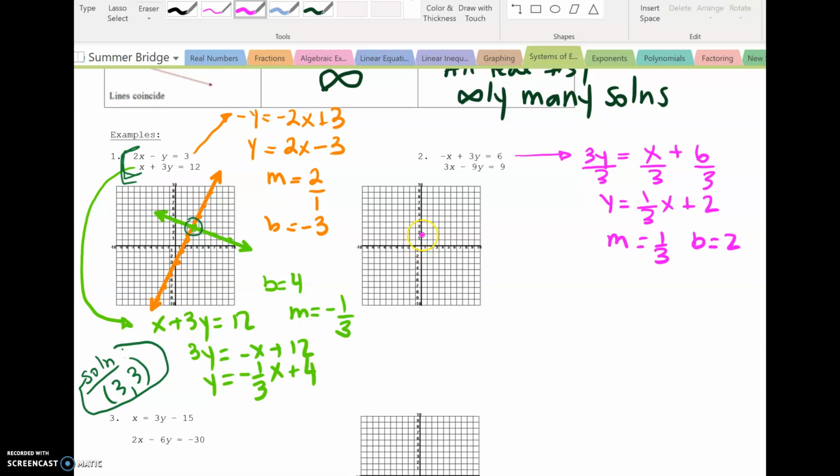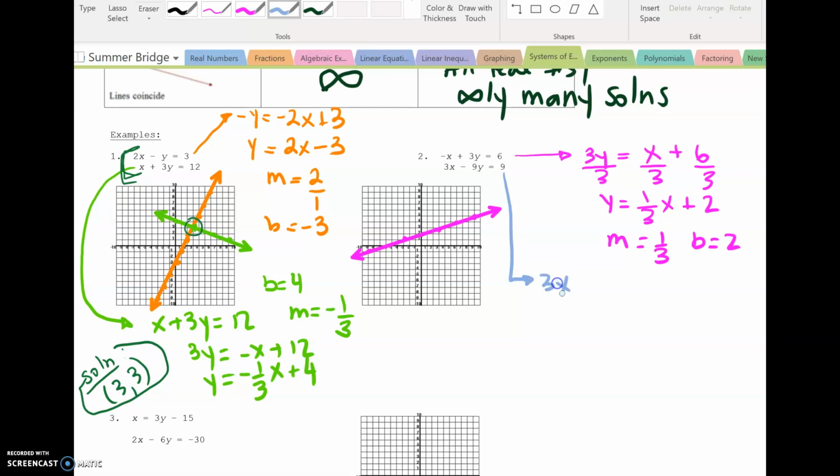So I start at 2. I can go up and to the right, up and to the right, up and to the right, or I could go down and to the left, down and to the left, down and to the left. And let's draw my line here. Okay, let's do the next one here.